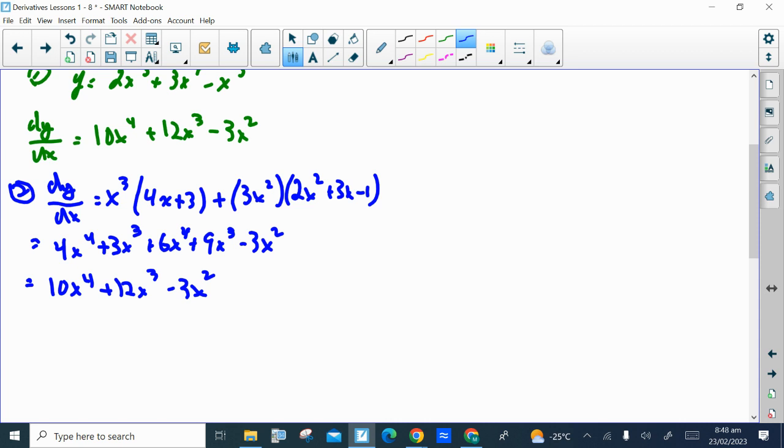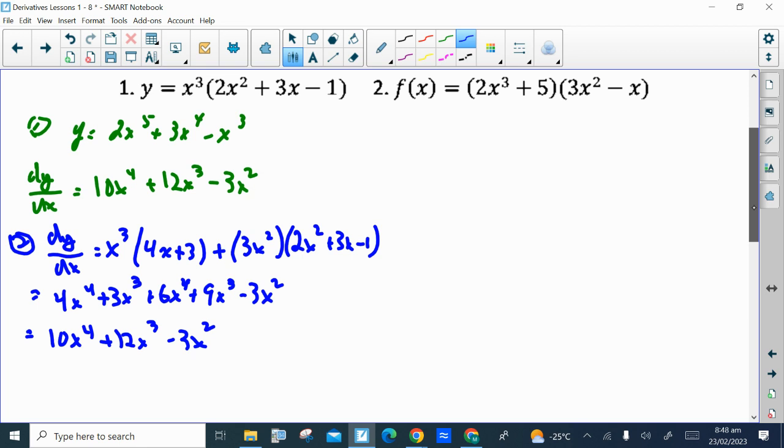So either way, you get the same answer. And in some cases, it'll be quicker to multiply out and then differentiate. Certainly in this question, that was the case. Okay?